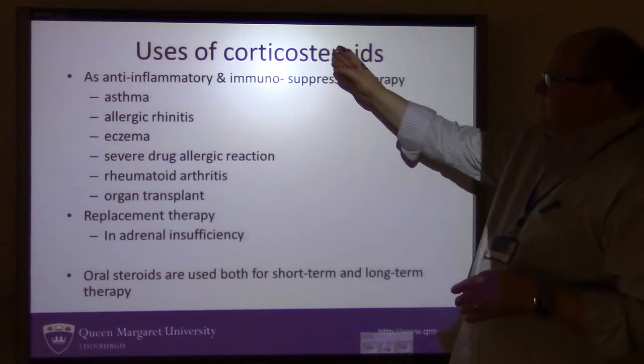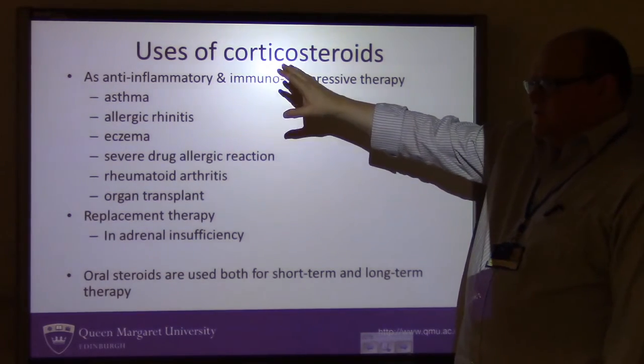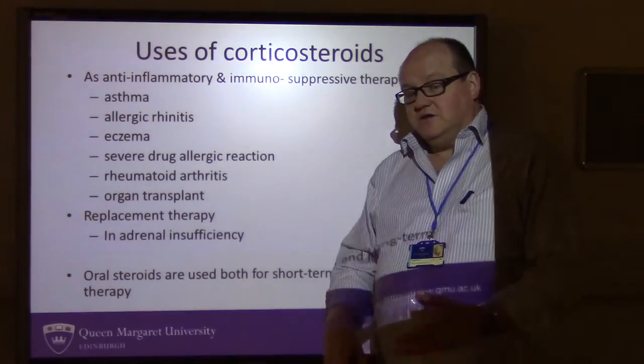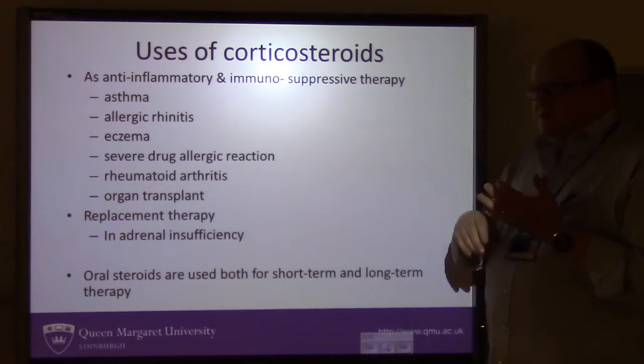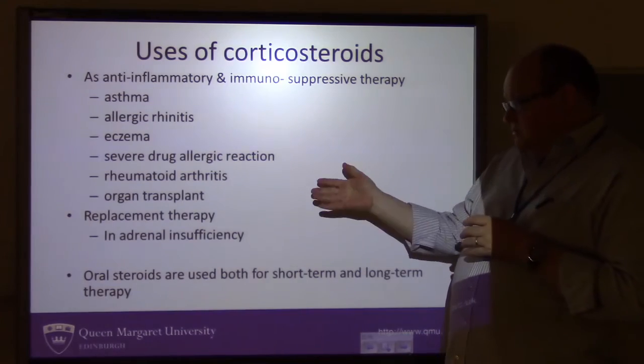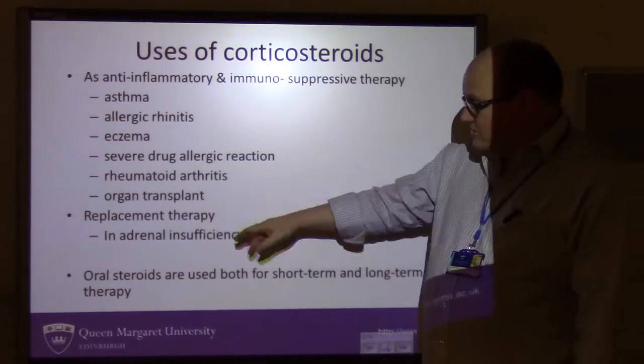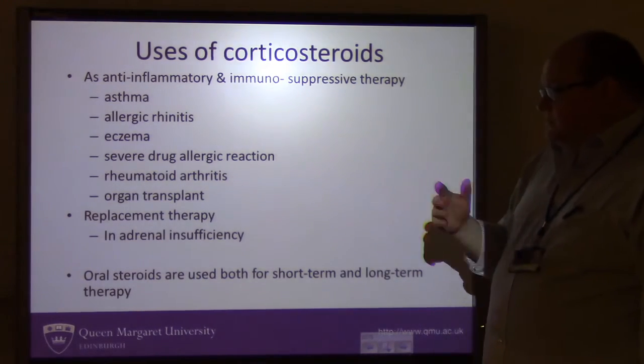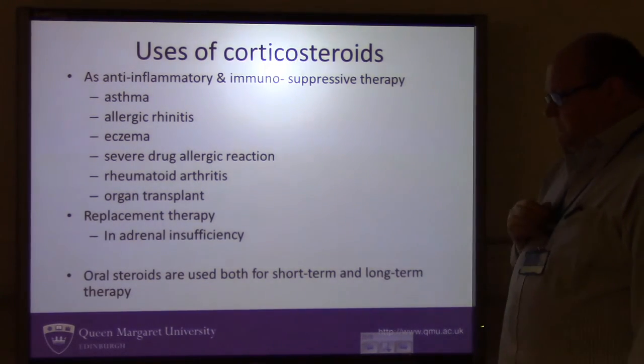So, what are we using them for? Well, they're used as anti-inflammatory, and they're used as immunosuppressive. So they're used in asthma, rhinitis, eczema, drug reactions, rheumatoid arthritis, organ transplant where there may be rejection, and they can be used in replacement therapy when there's not enough adrenal gland and you're not producing enough of them.